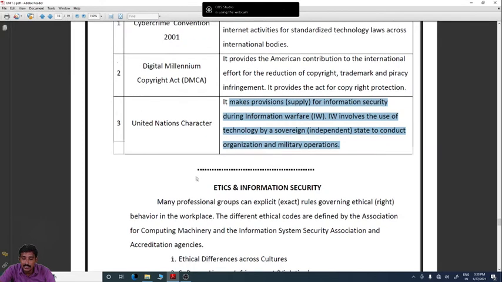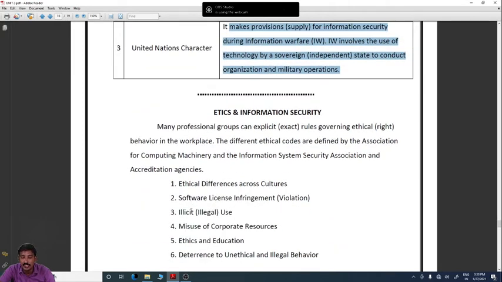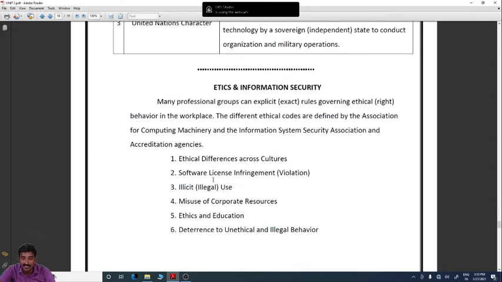The next thing is some of the agencies we have for ethics and information security. Many professional groups have rules that normally apply in ethical settings, so that some kind of ethically accepted behavior is defined. These agencies define standards or accepted behaviors inside the organization. One is ethical differences across cultures.